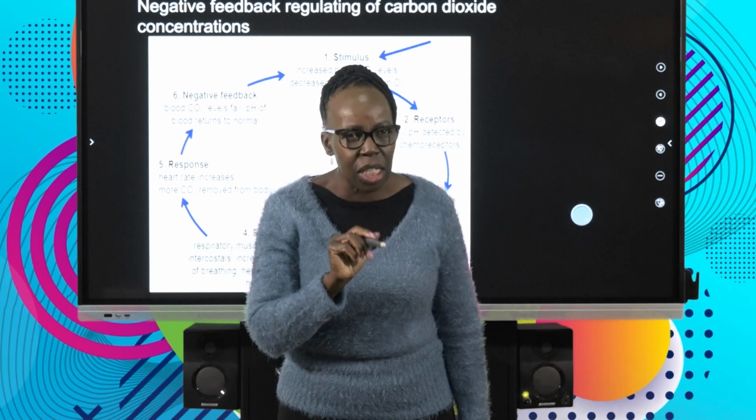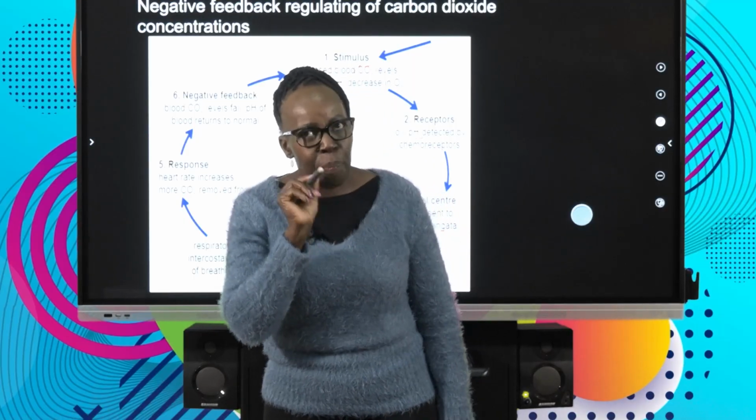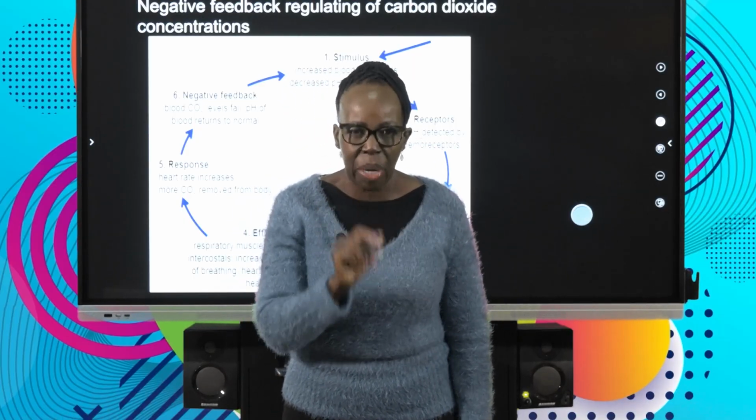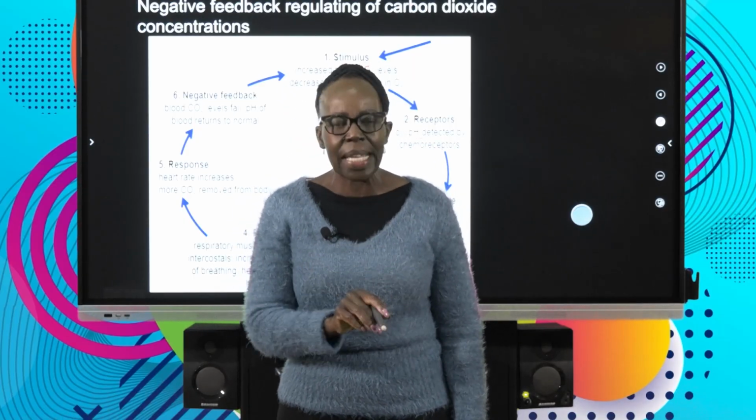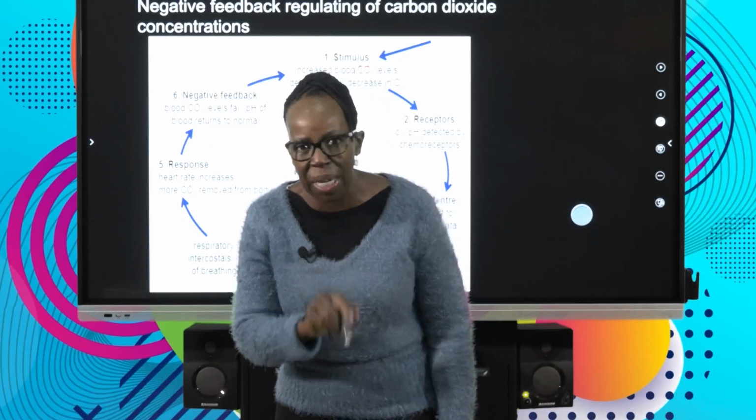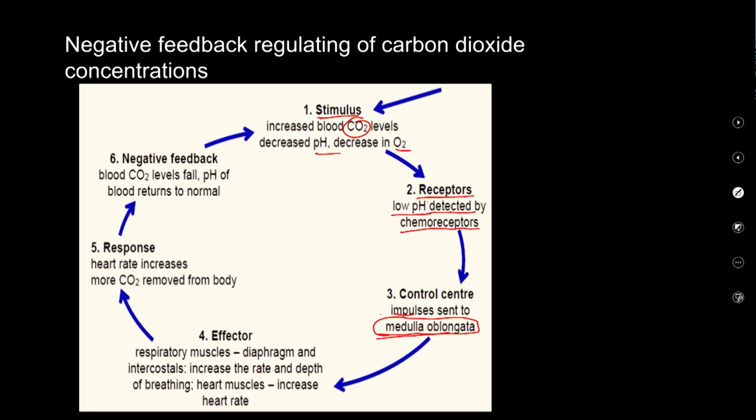Learners, it's key to tell the specific part of the brain. Don't just say brain, but what in the brain? The medulla oblongata. Then what will happen here? The respiratory muscles, the diaphragm and intercostal muscles, increase the rate and depth of breathing. Once breathing increases, the heart muscles will also increase the heart rate.